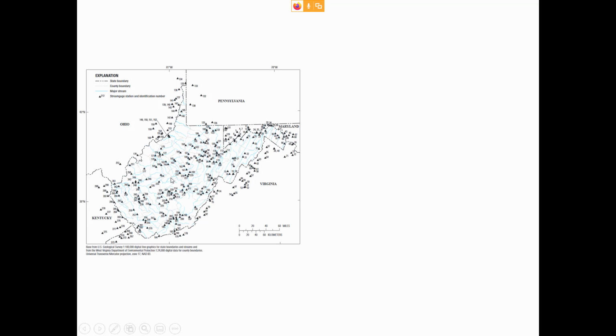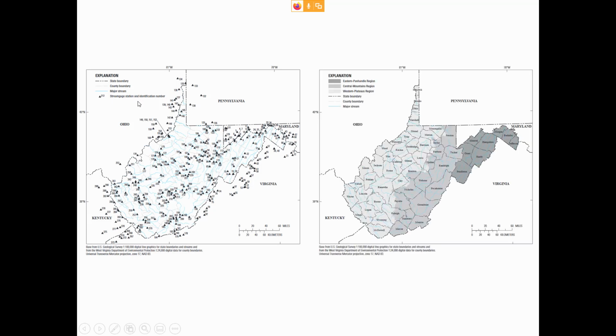You can see that each one of these triangles is showing a stream gauge where they had good historical data, and they broke the state up into different regions. There's the eastern panhandle, where the geography and weather conditions are really distinct from the rest of the state. There's the central mountains, where the state has higher elevation, and then the Western Plateau, which is what Cabell County is in. There's a different set of equations for each of these regions. And here in West Virginia, the regression equations are based just on the area of the watershed of interest.